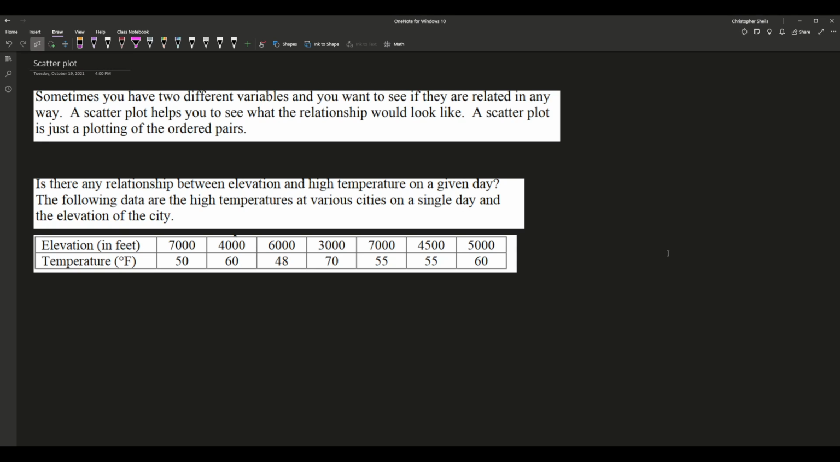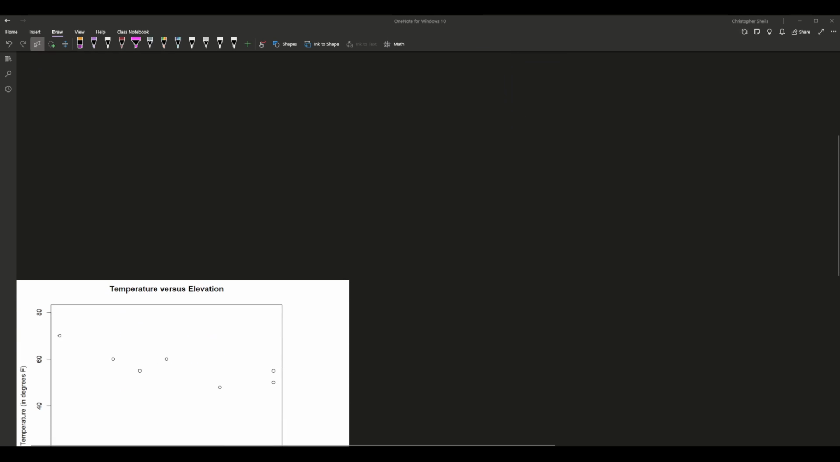So we're being asked this question: is there any relationship between elevation and high temperature on a given day? The following data are the high temperatures at various cities on a single day and the elevation of the city. To help us establish whether there is or is not a relationship between elevation and the high temperature on a given day, we might create a scatter plot here.